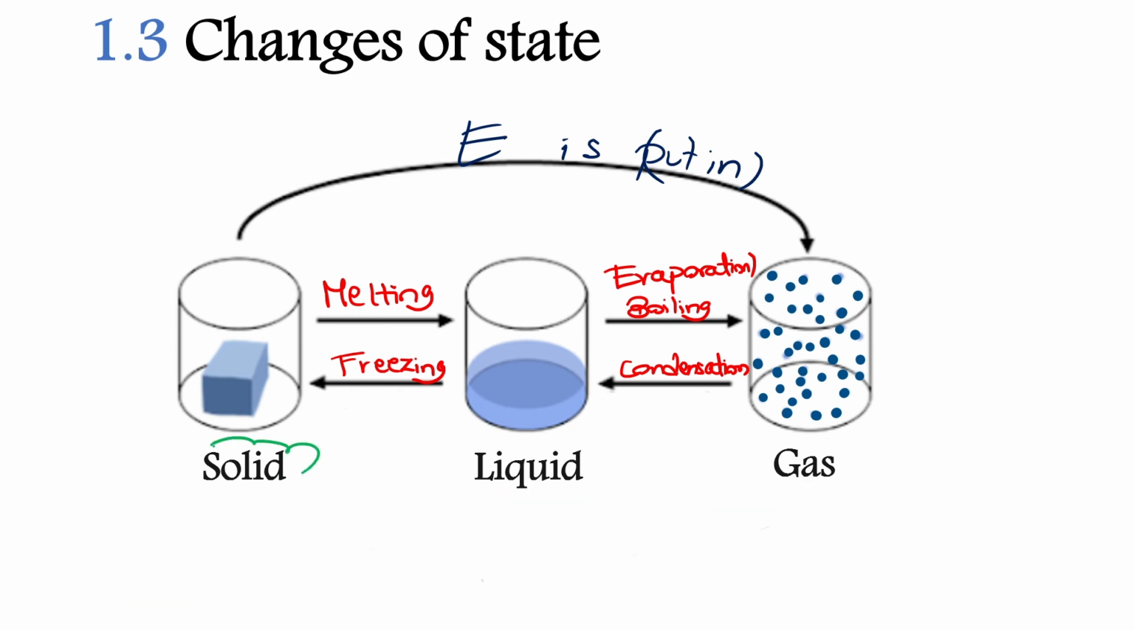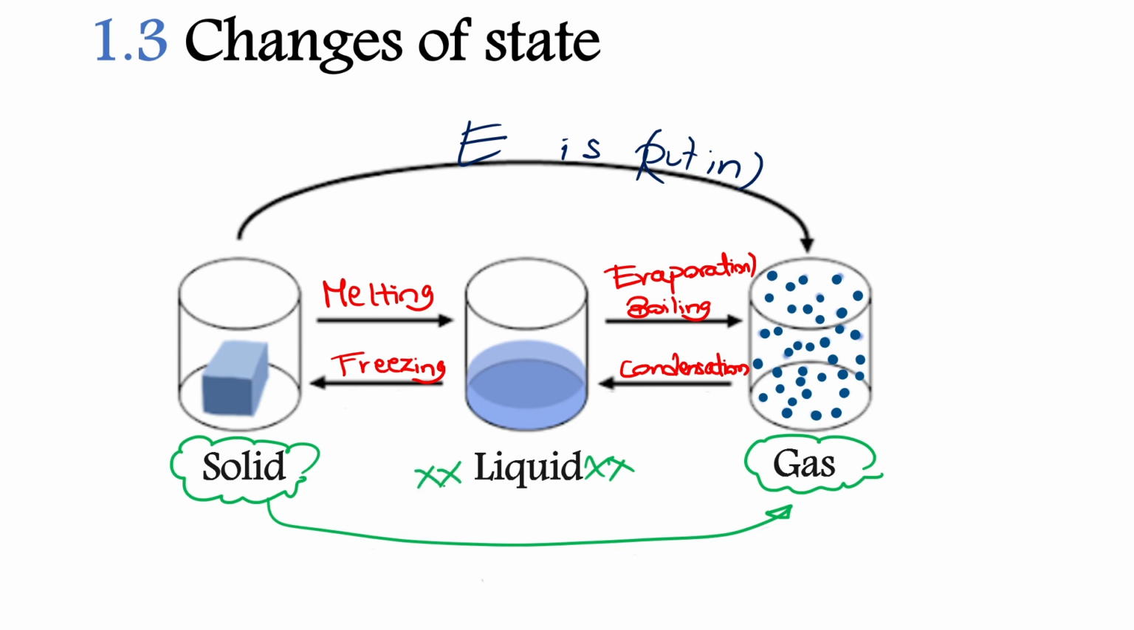Some substances change from the solid state to the gaseous state without passing through the liquid phase. This process is named sublimation. So, sublimation means the process by which the solid substance changes into the gaseous state without passing through the liquid phase.